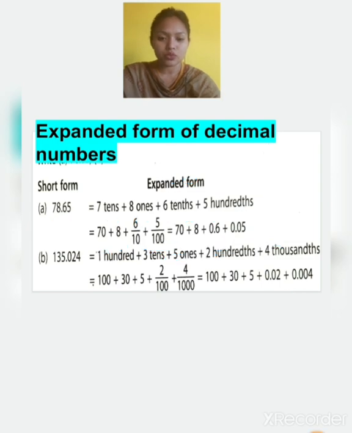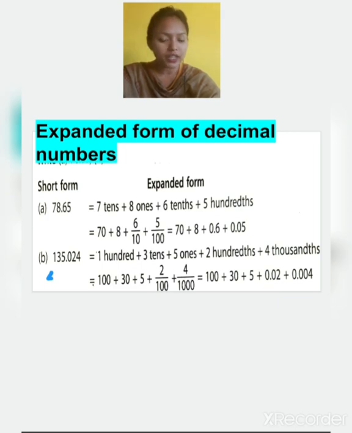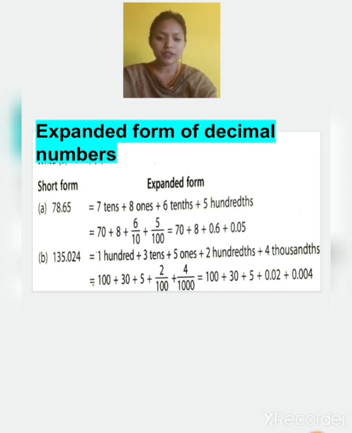Similarly, you can see the next one also. It is 135.024. In 135, 1 is on which position? 100th position, so we will multiply that by 100. Then 3 is on the 10th position, so multiply by 10. 5 is on the 1st position, so multiply by 1. Similarly, position-wise you have to multiply the numbers and you will get the expanded form of the number.